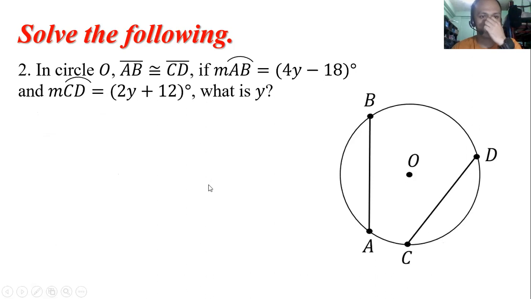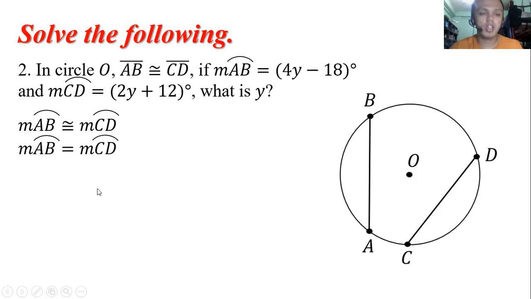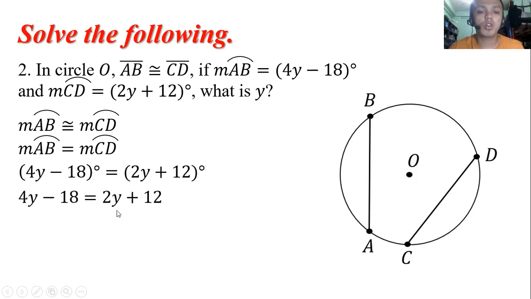Okay? Next, in circle O, AB is congruent to CD. These are the chords. If the measure of arc AB is 4y minus 18, and arc CD is 2y plus 12, what is y? Again, since the chords are congruent, therefore the measure of arc AB is congruent to the measure of arc CD, and they are equal. Now, substitute AB to 4y minus 18, and CD to 2y plus 12. Remove the degree signs first, then solve for y.